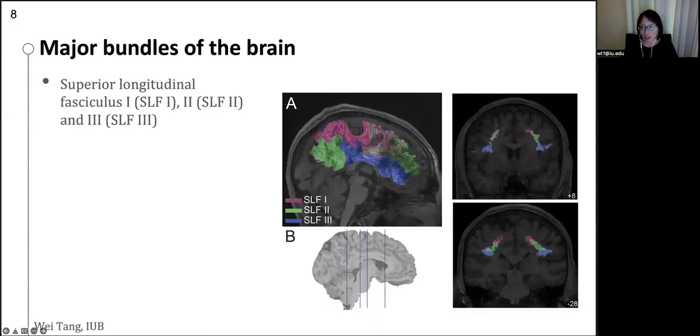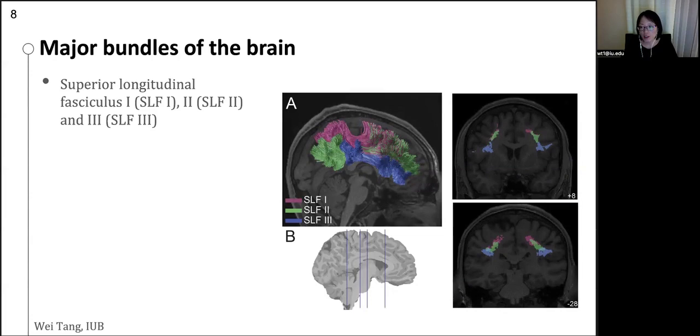Now, let's look at a bundle that runs anterior posteriorly to connect the frontal and parietal lobes. It is called the superior longitudinal fasciculus, SLF. It has multiple separable components, although how many is a matter of debate. A common division is to have three components numbered 1 to 3 from dorsal to ventral.